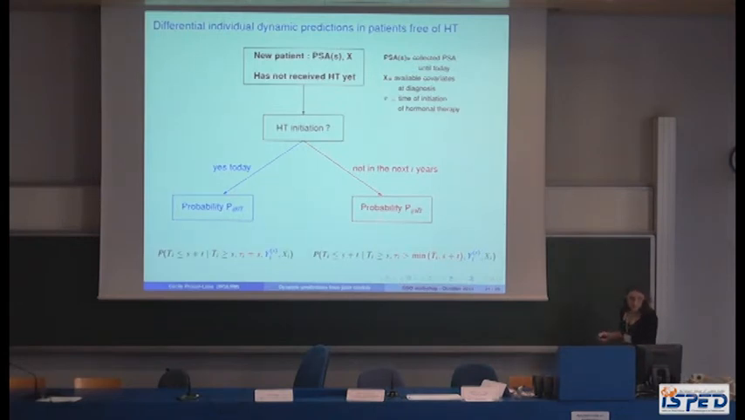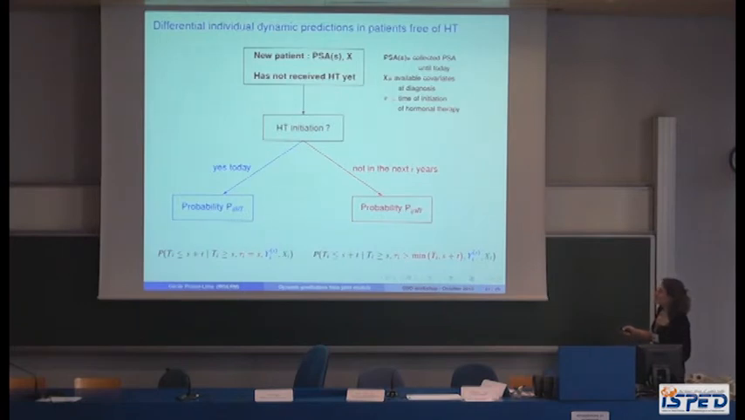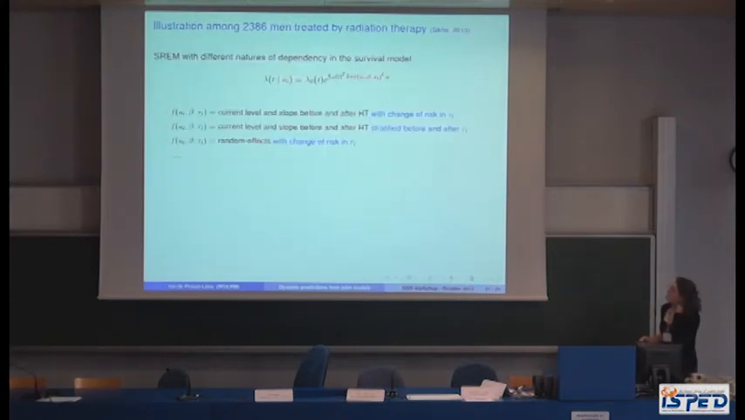We tried to look at that on our data among 2,386 men treated by radiation therapy. For this context, we only use shared random effect models, because to make predictions, we wanted to have different models for the dependency between PSA and the time of clinical recurrence. The shared random effect model was a nice solution for that. So the dependence in the proportional hazards model was not only on the random effects, but on the time of initiation. And we tried different ways to take into account this dependency.